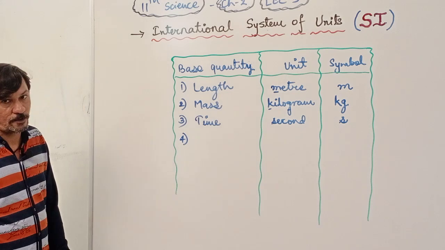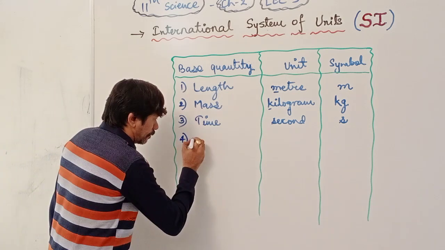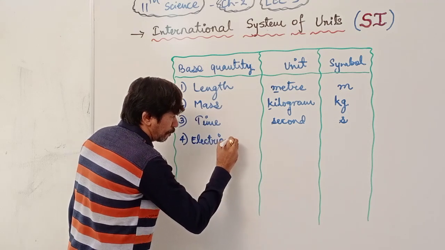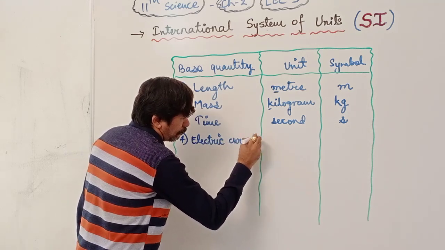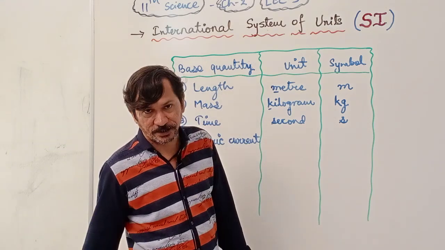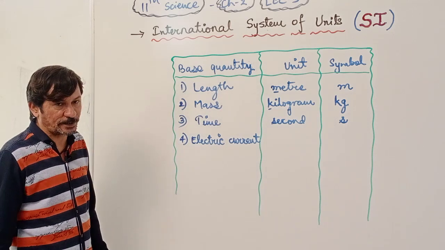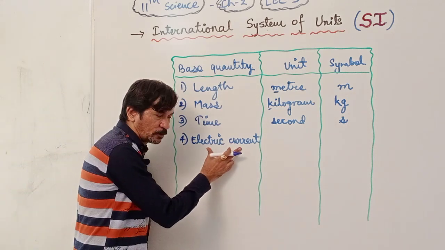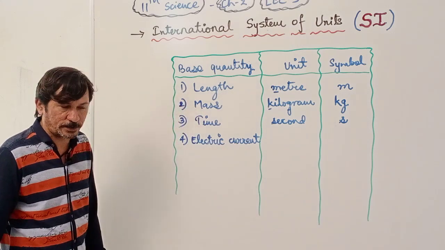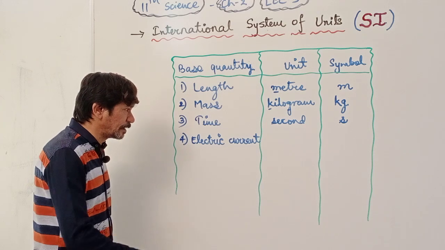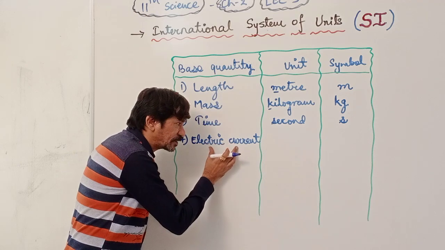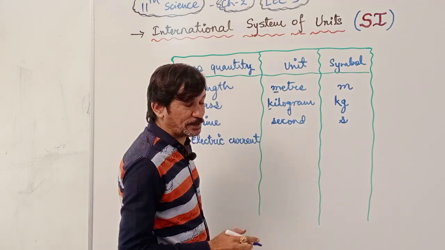Fourth, electric current. This is the fourth fundamental physical quantity. As you know what current is, you will discuss electric current in your 12th science. At present you need to learn only the name of the physical quantity. It is electric current. It's measured in ampere.